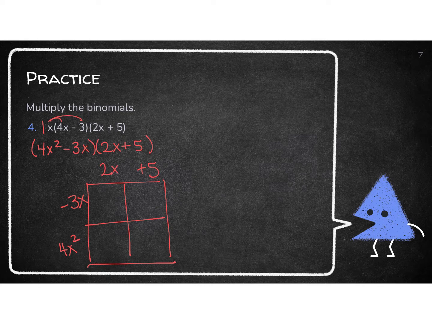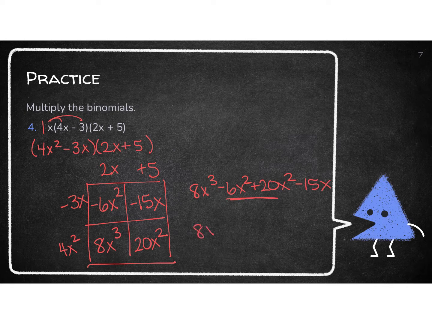So 4x squared times 2x is going to give me 8x to the third. And then I have a negative 3x times 2x is going to give me negative 6x squared. 4x squared times 5 is going to give me 20x squared. And then negative 3x times 5 is going to give me negative 15x. Write it all out. I have 8x to the third minus 6x squared plus 20x squared minus 15x. Those two are like terms, so I'm going to have 8x to the third plus 14x squared minus 15x.